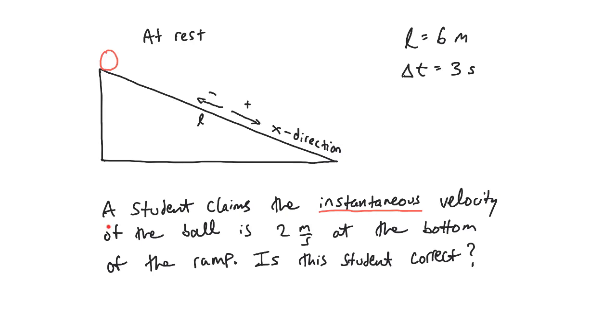Now take a look at this claim. A student claims the instantaneous velocity of the ball is 2 meters per second at the bottom of the ramp. Is this student correct? So think about this, look at the given information, and write out what you think on a piece of paper. Will the instantaneous velocity of the ball be 2 meters per second right here at the bottom of the ramp? Make sure you have a reason why you think whatever it is you think as well. Go ahead, pause the video and try that.